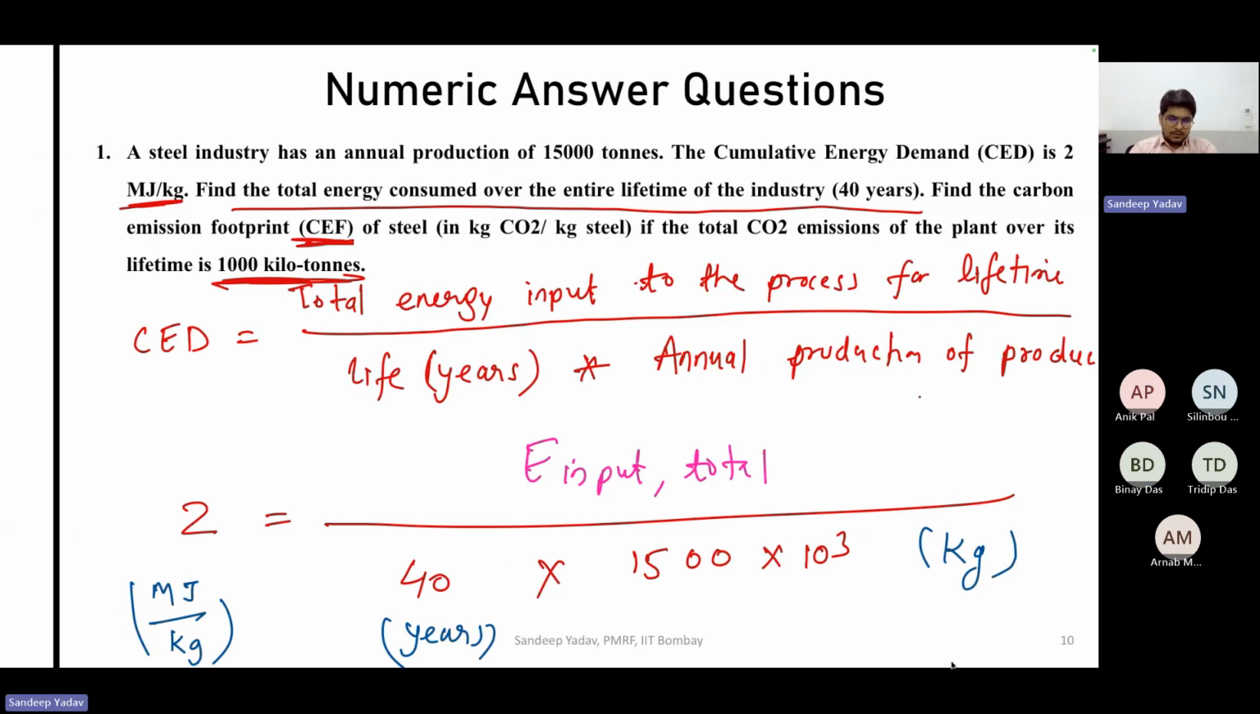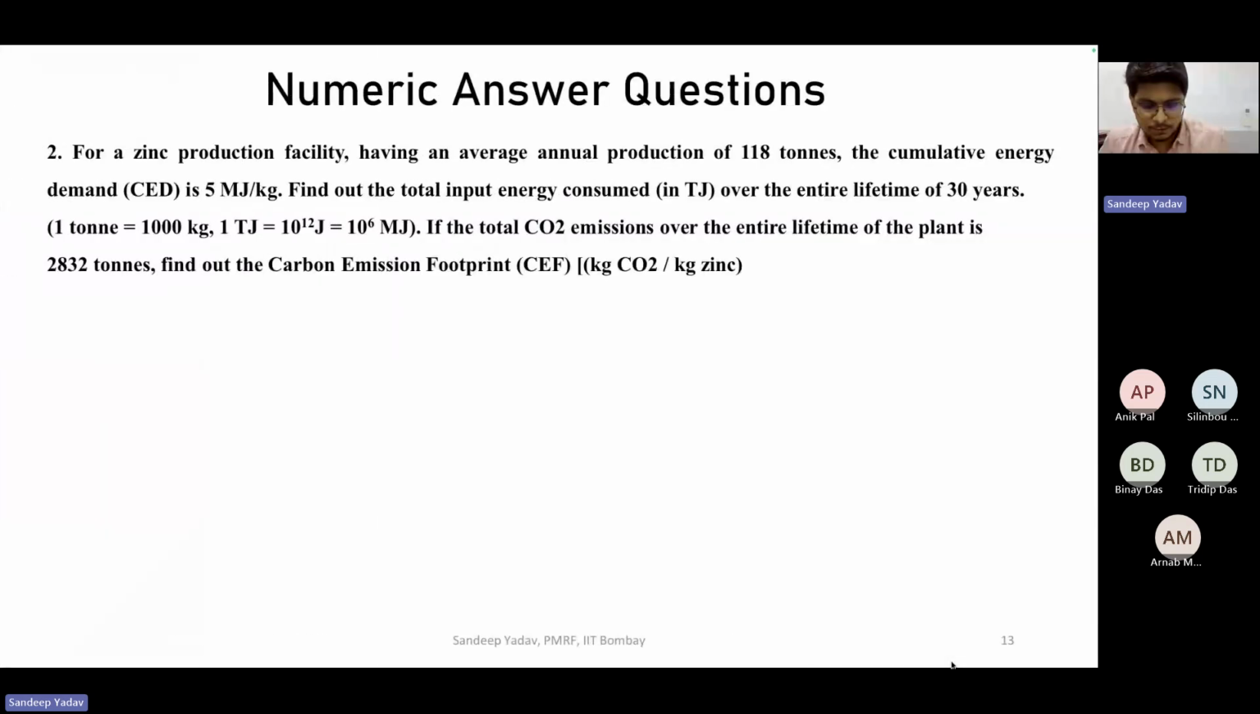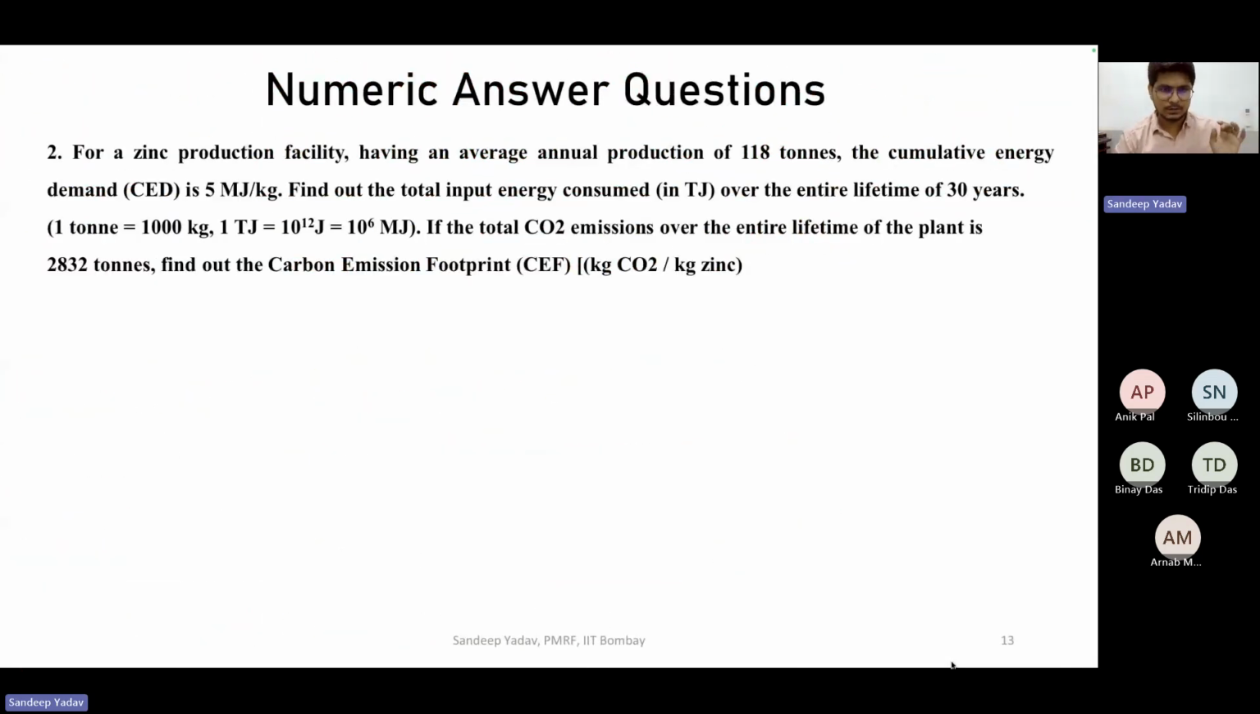Okay, if there's nothing else, I will give you a question to solve. This is a similar type of question: a zinc production facility having an average annual production of 118 tons. Cumulative energy demand is given. There also we have to find the total energy input for a lifetime of 30 years, and the total CO2 emissions of the entire lifetime is given. We have to find the carbon emission footprint. I'll give you 2 or 5 minutes to solve this question. It's similar to the previous question. If you're unable to solve it, I'll just solve it.